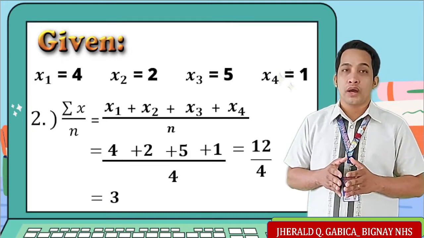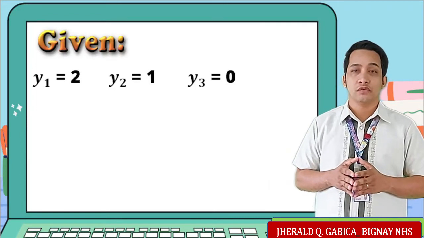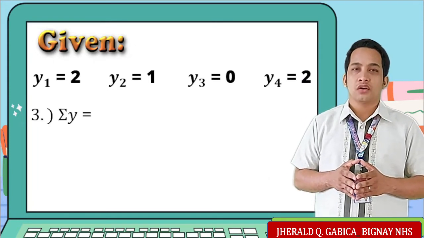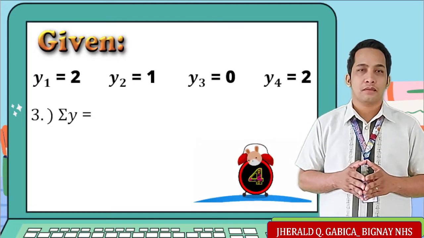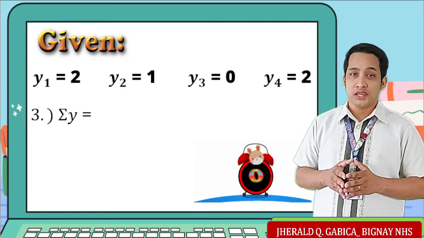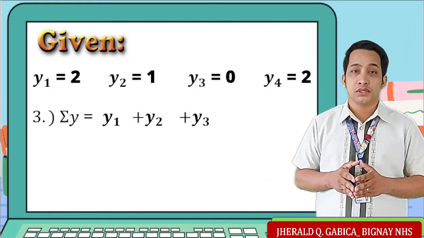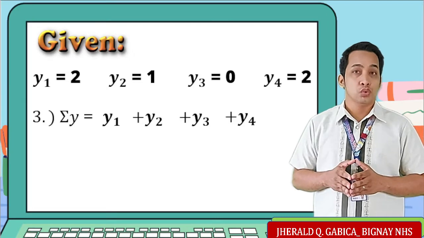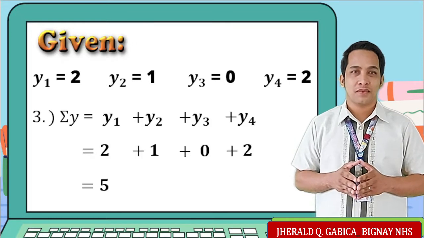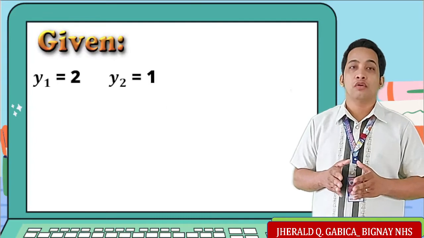Next, we have the given y sub 1 is equal to 2, y sub 2 is equal to 1, y sub 3 is equal to 0, and y sub 4 is equal to 2. Find summation of y. 5 seconds, go! 5, 4, 3, 2, 1. Our solution is summation of y is equal to y sub 1 plus y sub 2 plus y sub 3 plus y sub 4. That is 2 plus 1 plus 0 plus 2 is equal to 5.